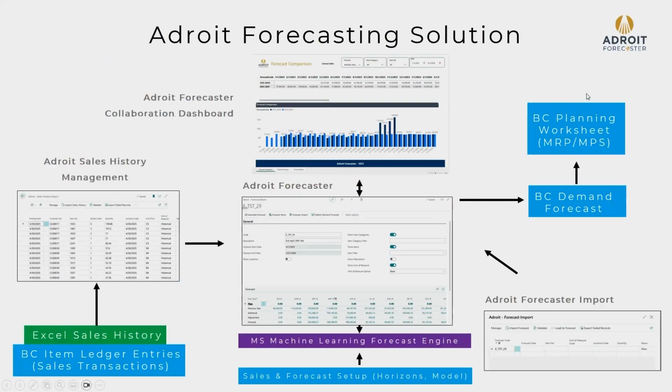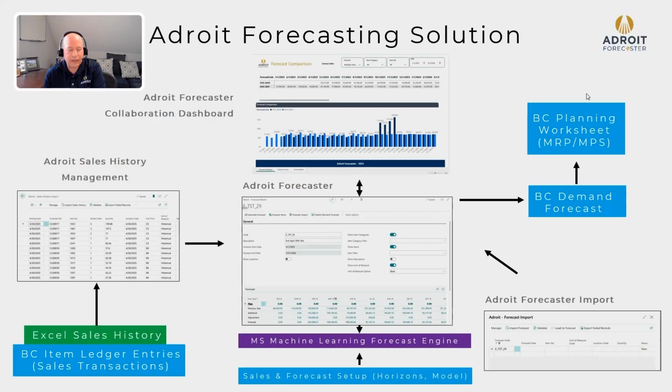So when we look at the Adroit forecasting solution, the first thing to understand is that in order to generate a good statistical forecast, you need at least 24 periods of history, or 2 years of history if you're using monthly buckets. And so that means for a lot of folks that have not necessarily been on Business Central very long, or have upgraded from Nav and didn't bring their sales history forward, we needed a way to bring that sales history in for consumption by Forecaster. Otherwise, if you just went live on Business Central, you'd have to wait really 2 years to be able to get a solid forecast inside of Business Central with Adroit Forecaster.